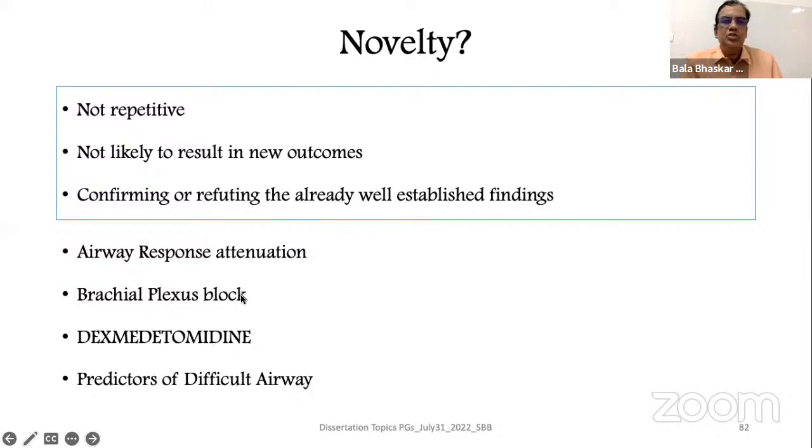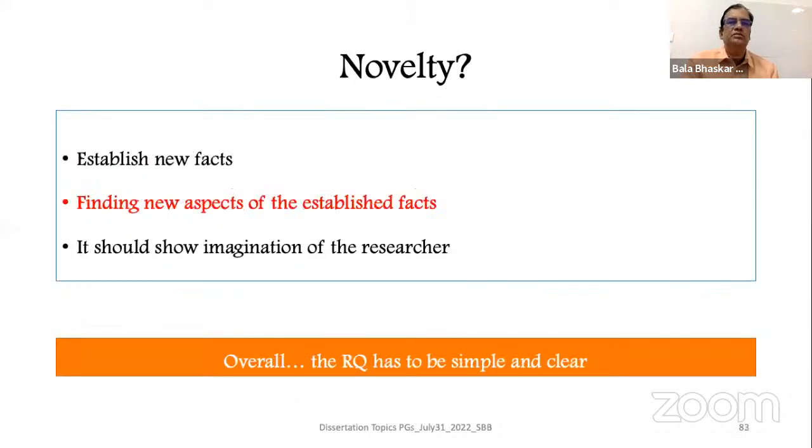Somebody says I'm going to use bupivacaine with buprenorphine for a supraclavicular brachial plexus block and compare it with bupivacaine alone. It's definitely not novel. And predictors of difficult airway: I find a lot of articles and researches as part of dissertations on predictors of difficult airway. Not to comment against the opinion of some of our guides, but broadly, it is required that some sort of novelty is allowed in the thesis topics also.